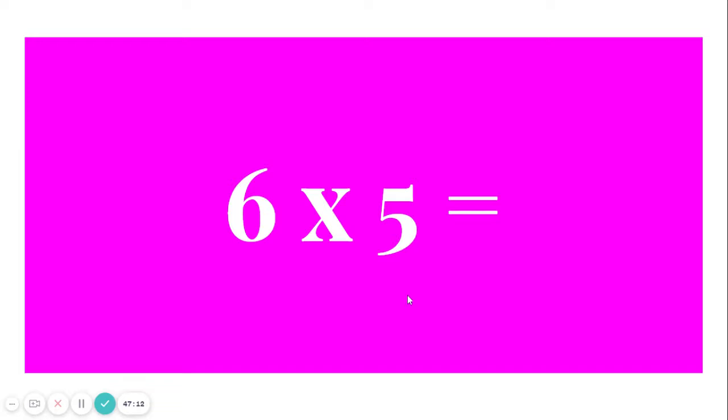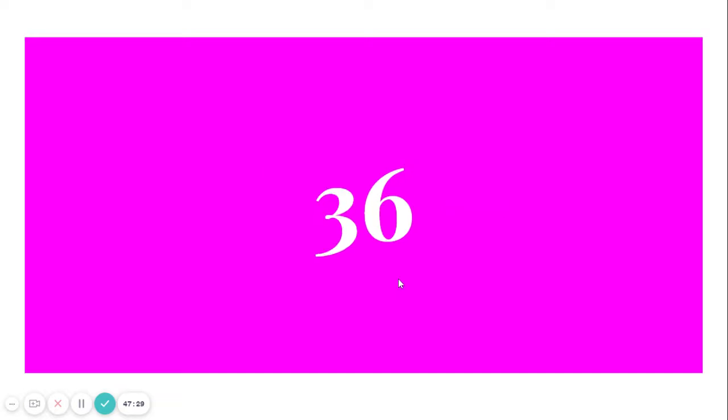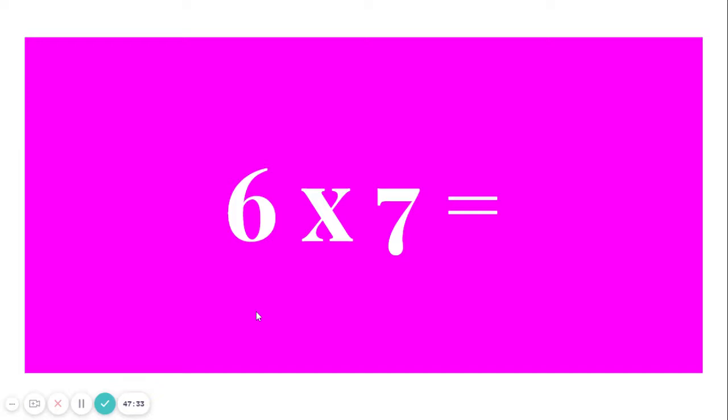6 times 5 is, think about flipping it around and making it a 5's trick on your clock. How many minutes when it's pointing to the 6? 30. 6 times 6 is twin 6 brothers walking down the street. They were a pair of thirsty 6. 6 times 6 is 36.